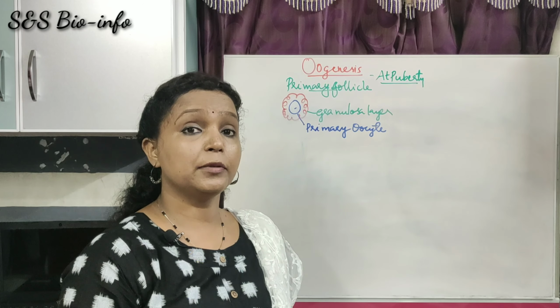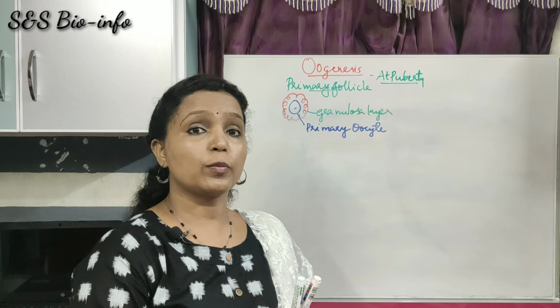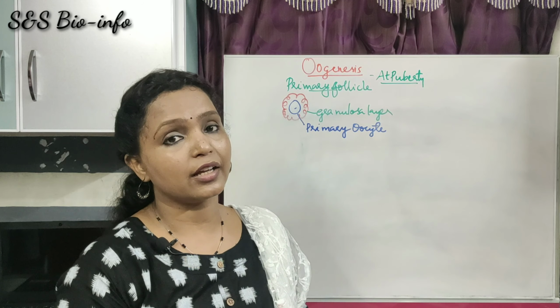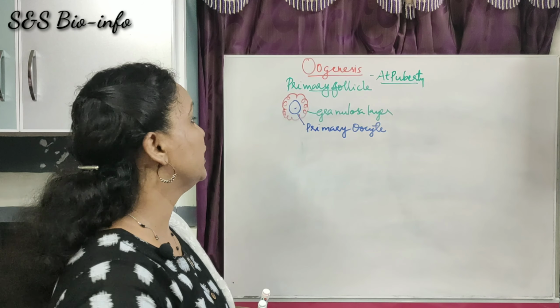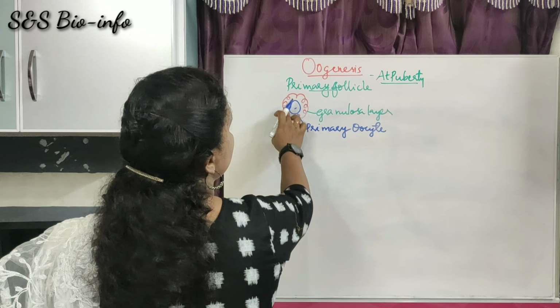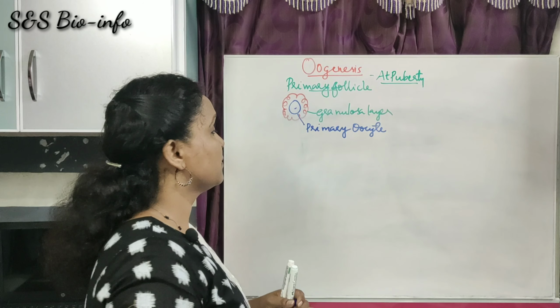When a girl attains puberty, the meiosis 1 will restart. At the same time, transformation of the primary oocyte into secondary oocyte will take place over there. Now let's study how it happens. See, this is the condition of the immature ovum when the girl attains puberty.